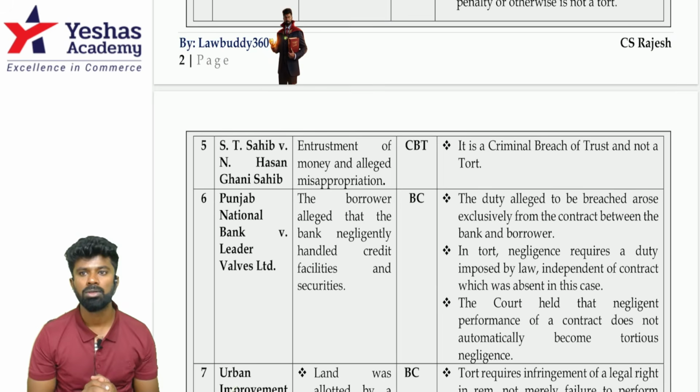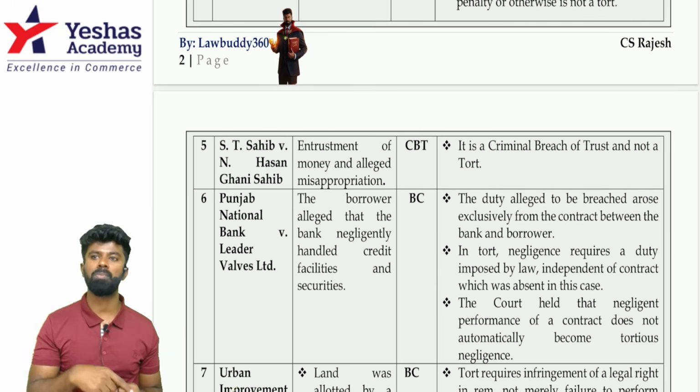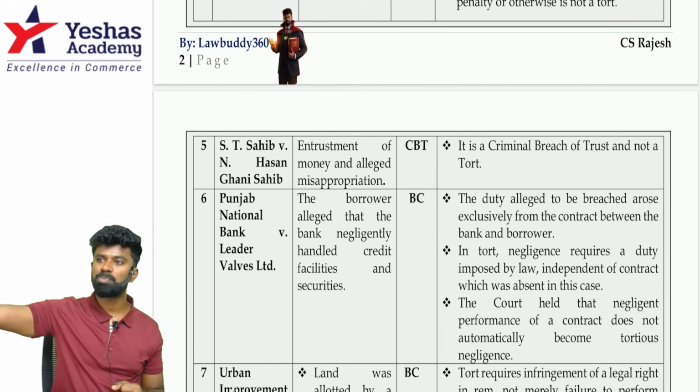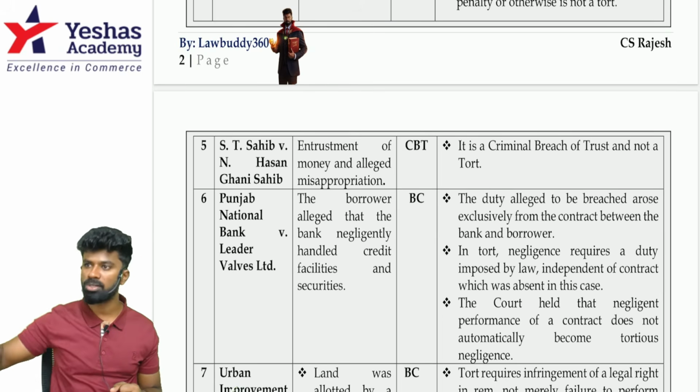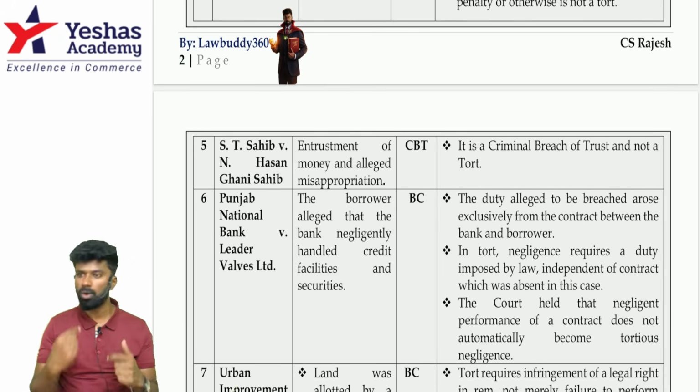And you would be having how many remedies? Two. One, punishment. Another one is what? Compensation. Now, just because he is punished, does it mean he is not liable to pay compensation? No, he is liable to pay compensation. Getting it? Yes or no?